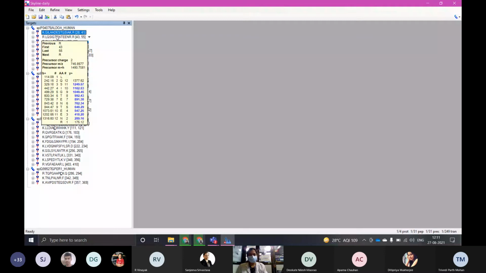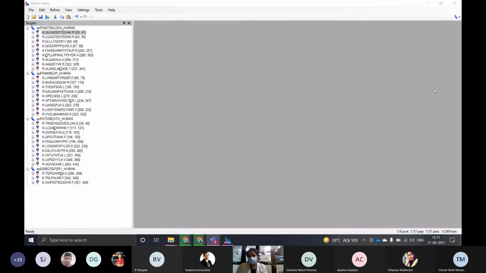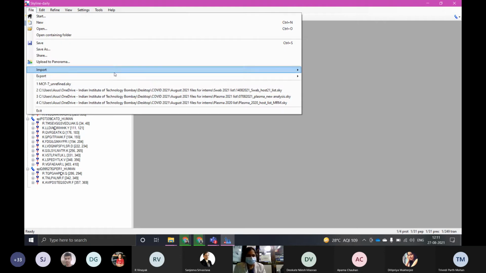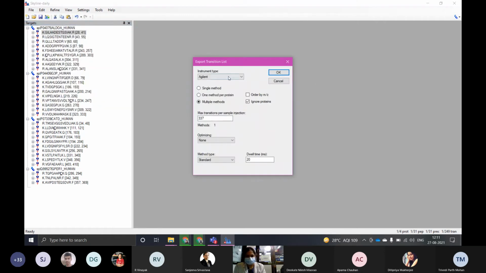Now you have to export it in a form that the instrument understands. You can see in this corner that for the 4 proteins we have inserted, we get 31 unique peptides, which have 31 precursors because we have only kept 1 precursor per peptide, and a total of 249 transitions. This can be more depending on the transition settings that you are keeping. Now you need to export this transition list. So you will go to File, Export, Transition List. Depending on the instrument that you are using, we use Thermo Altus.